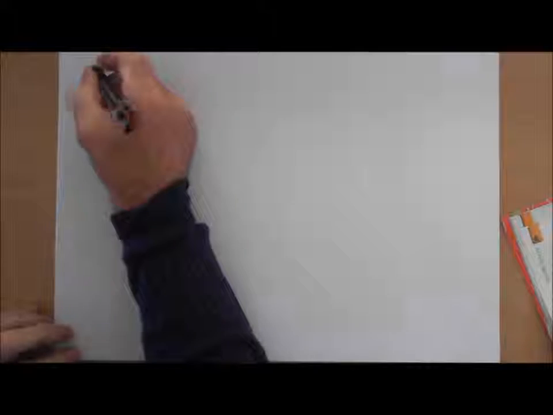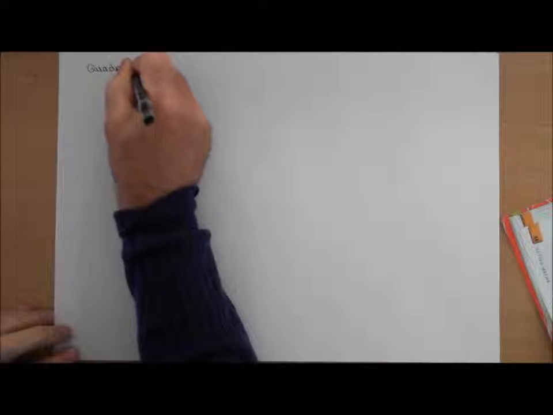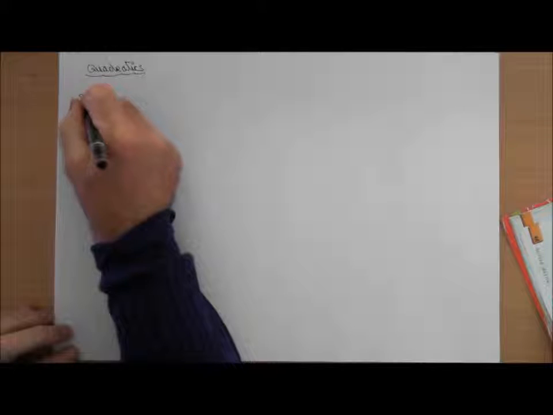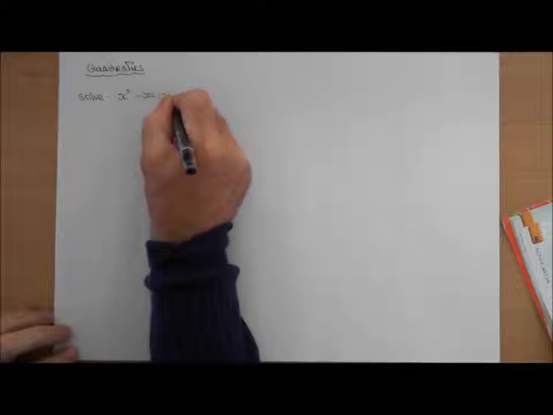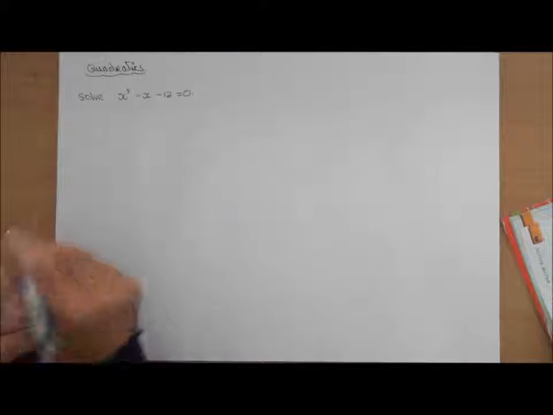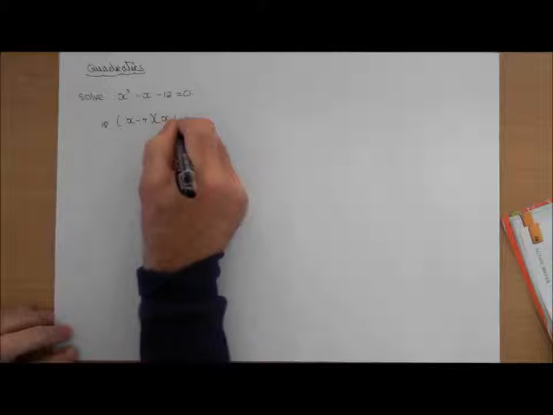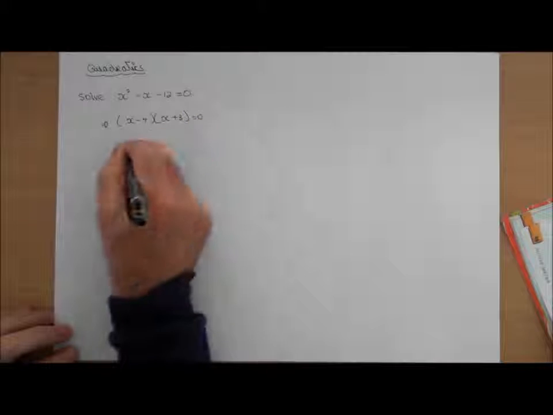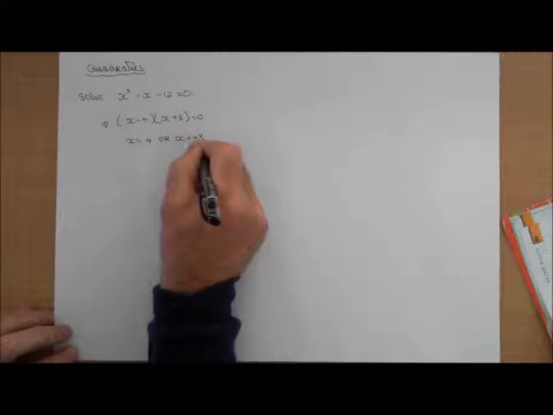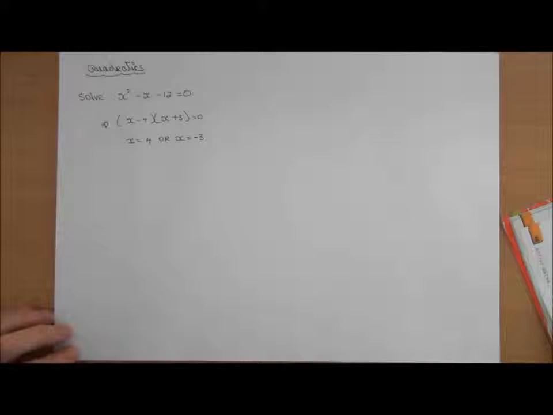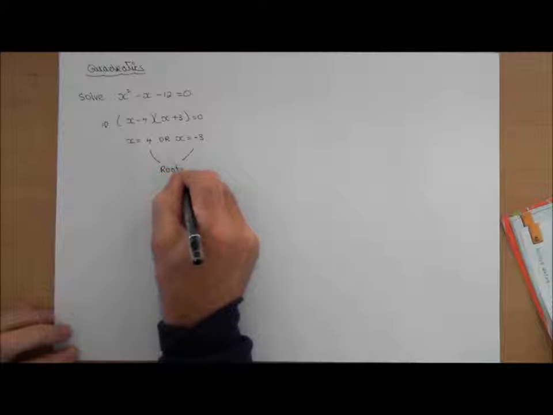Another note then about quadratics. If I ask you to solve x squared minus x minus 12 equal to 0, the factors of that will be x minus 4 by x plus 3 equal to 0. Means that x is equal to 4 or x is equal to minus 3. You got that? Those two numbers are known as the roots. Yes?